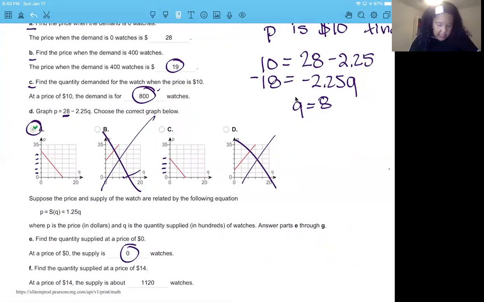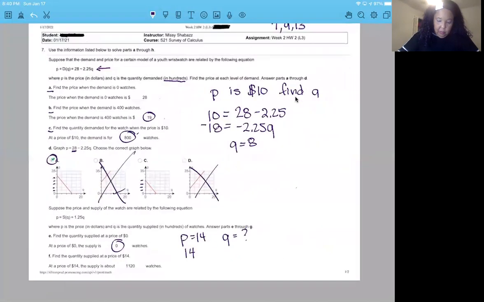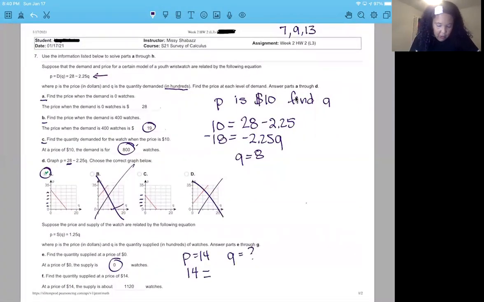Now find the quantity supplied at a price of 14. So P equals 14. We want to know Q. So I have 14 equals 1.25Q. So 14 divided by 1.25, and that's 11.2.